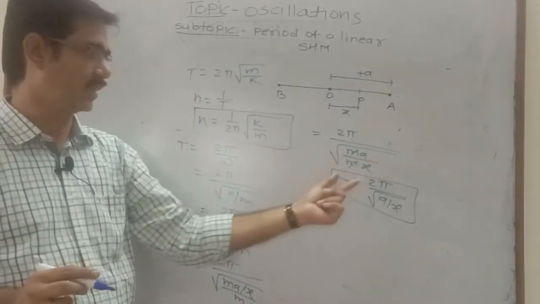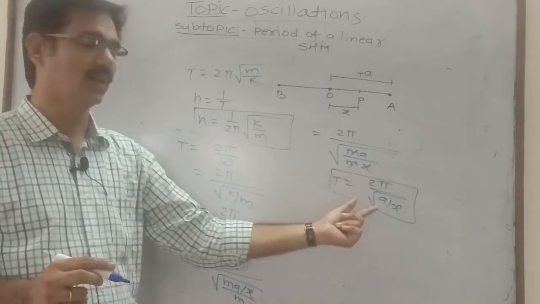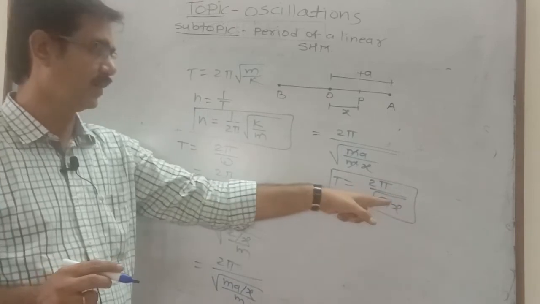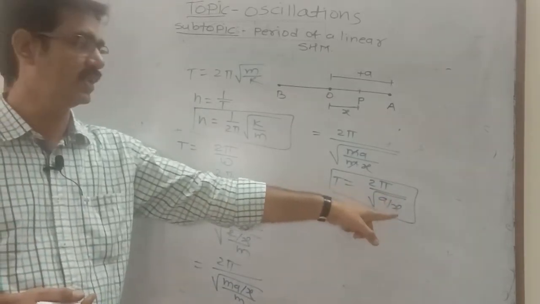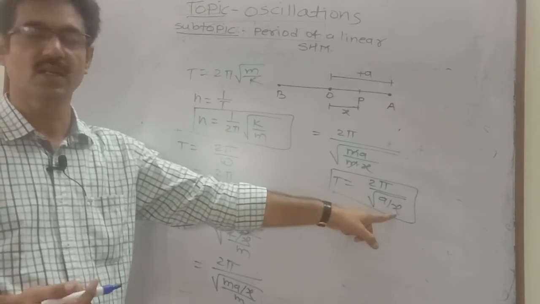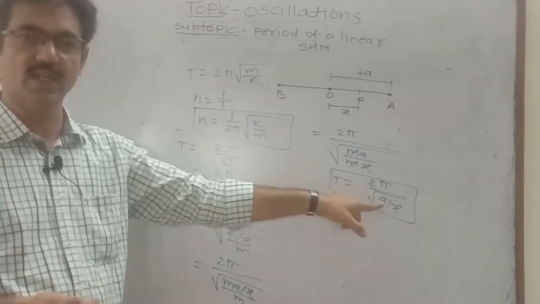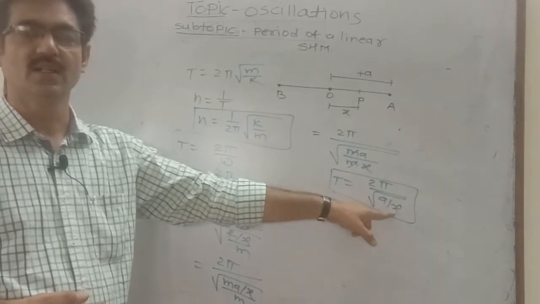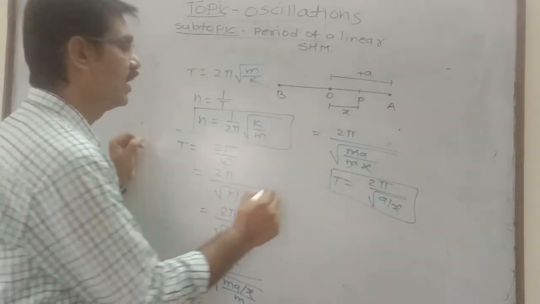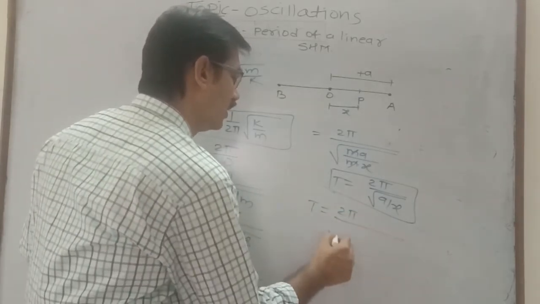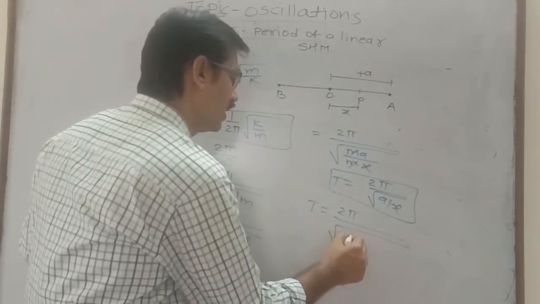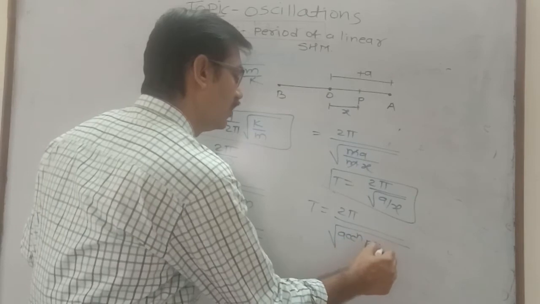T is equal to twice pi upon under root a by x, where a is the linear acceleration and x is the linear displacement, and that is why the period can also be expressed as twice pi upon under root of linear acceleration per unit displacement.